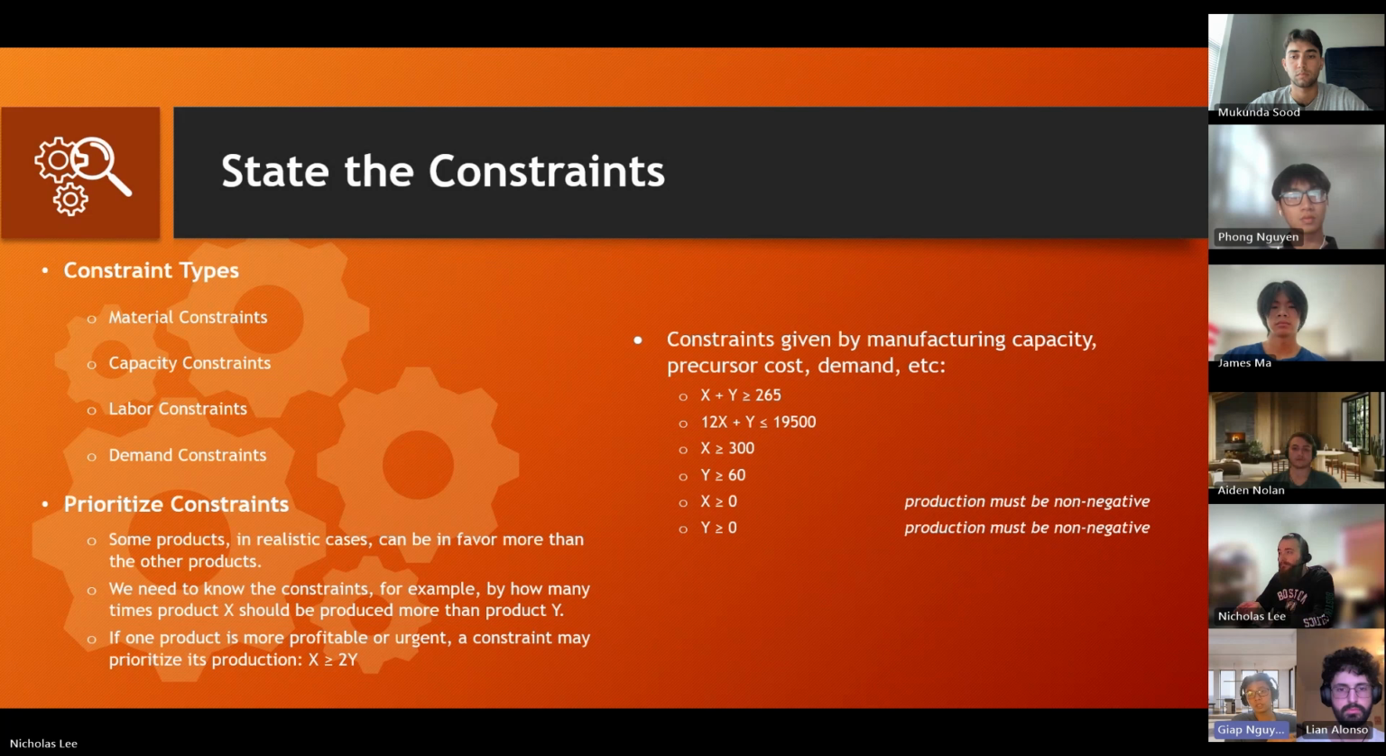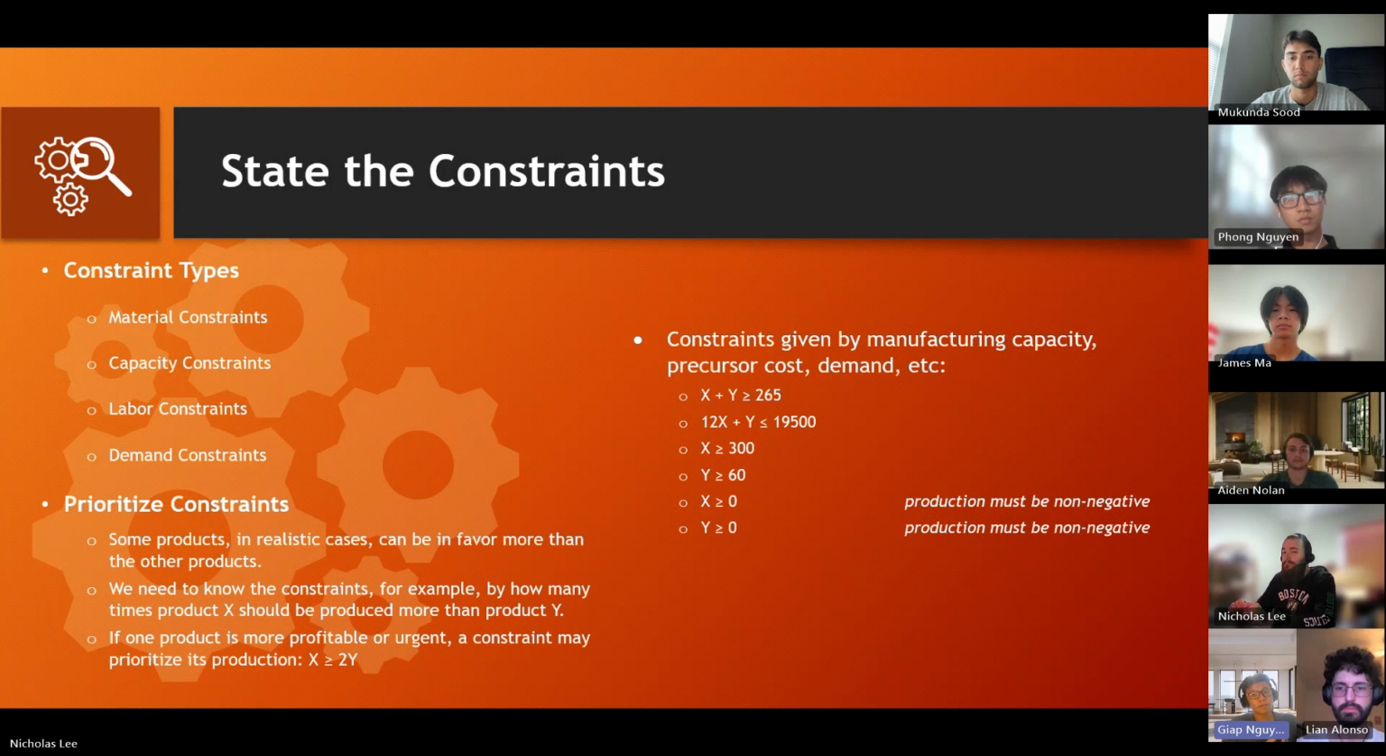But one of the most important constraints is the priority constraint. In real life, some products can be favored more than other products. So we need to know the constraint, for example, by how many times product X should be produced more than product Y, relating to favor or urgency. For example, we put down an example over here: X should be larger than or equal to 2Y, which means you must produce X at a rate twice as much as Y.